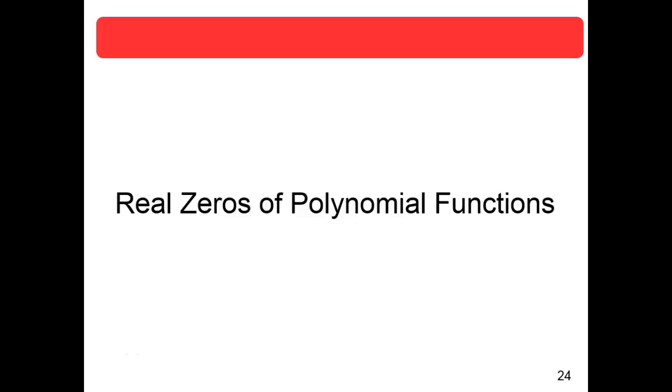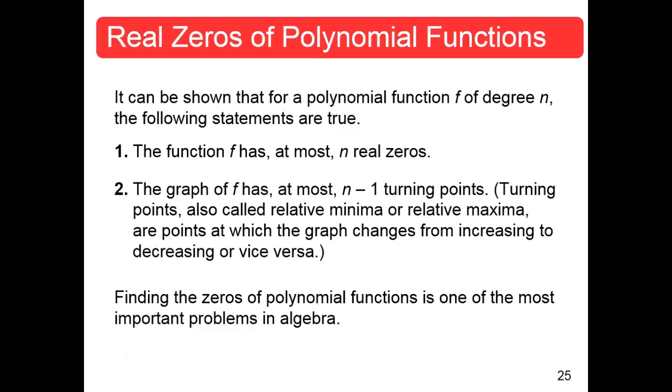Okay? So, this is top of page 127, real zeros of polynomial functions. Okay. This is what I was just telling you. It can be shown that for a polynomial function f of degree n, the following statements are true. How many real zeros could you have? At most n. Okay? You could have at most n zeros. You don't have to have that many. You could have at most n real zeros. So you're going to have n or fewer.